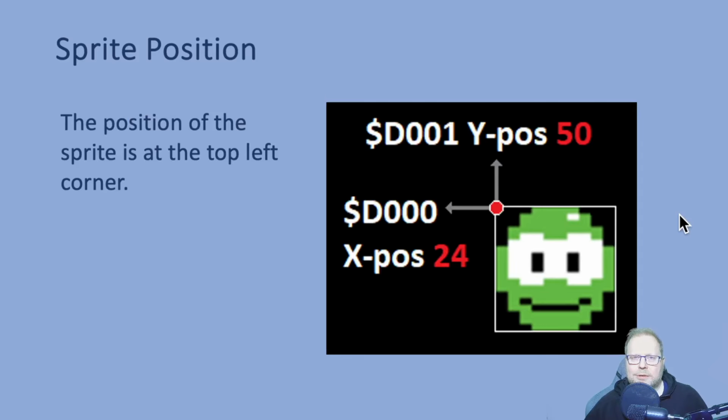But what about the sprite's position? Where do we check that? Is it in the middle, the right, or the bottom? No, it's in the top left corner of the sprite, where I have this red dot. That's where we're checking the X and Y position. So the position of the sprite is in the top left corner. So when we're saying that the sprite is at position 50, 24, that's this little dot here. That's the X and Y position of the sprite, of any sprite.